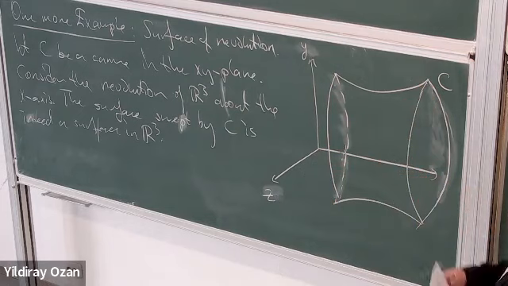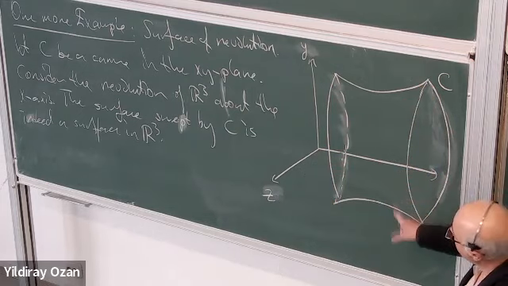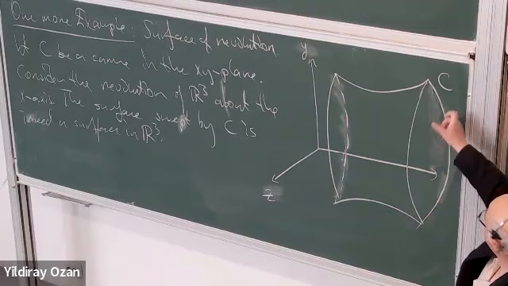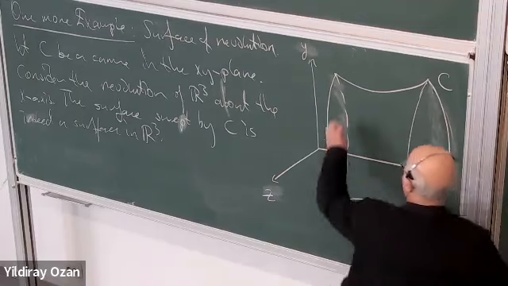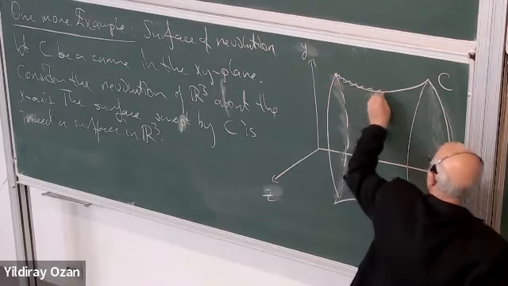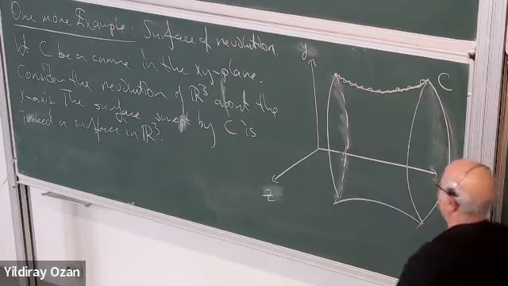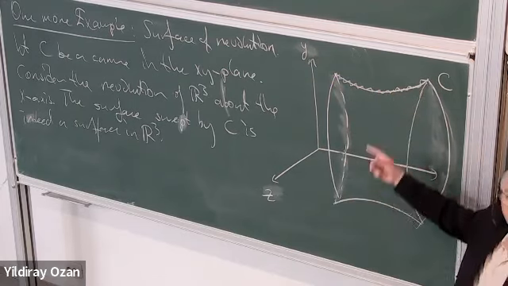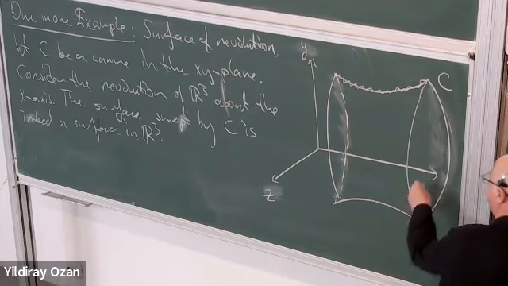So this is the surface swept by the curve C. So C is this curve. I just rotated it about the x-axis.